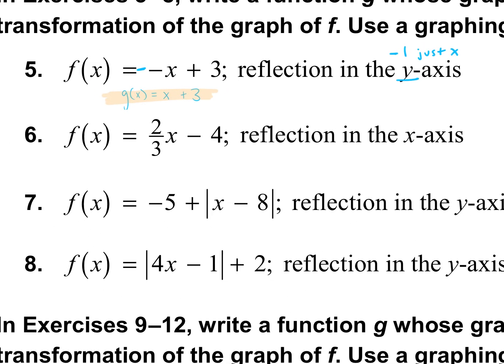All right, for the next one. How would I show a reflection in the x-axis? What does the negative get multiplied to? Everything. So everything gets multiplied by -1. So this becomes -2/3 x plus 4.